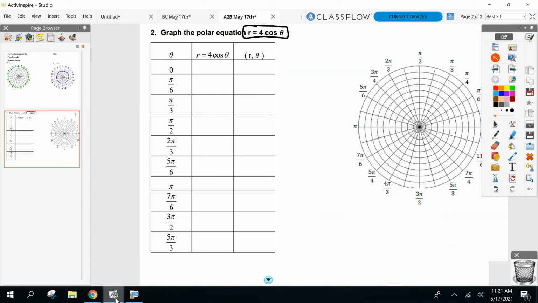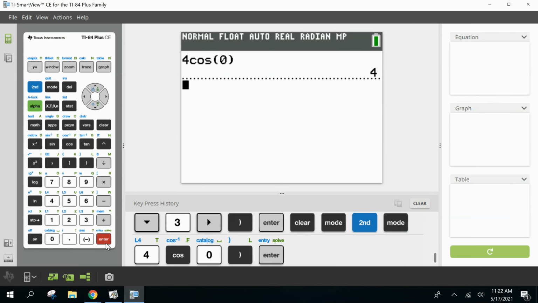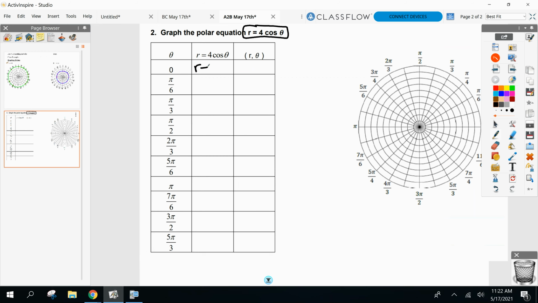So the first one, 4 cosine theta, theta is 0. Plug in 0 for theta. 4 cosine 0. You should be getting 4 out. So r equals 4, and your point will be (4, 0). I hope you know how to graph these. We graphed these at the very beginning of the unit. That's the only thing I get nervous about, because your calculator is going to do all the work for you. So at 0, you go out to 4: 1, 2, 3, 4. I graph them as I find them. Some of you may do the whole table, then graph it. It's up to you.